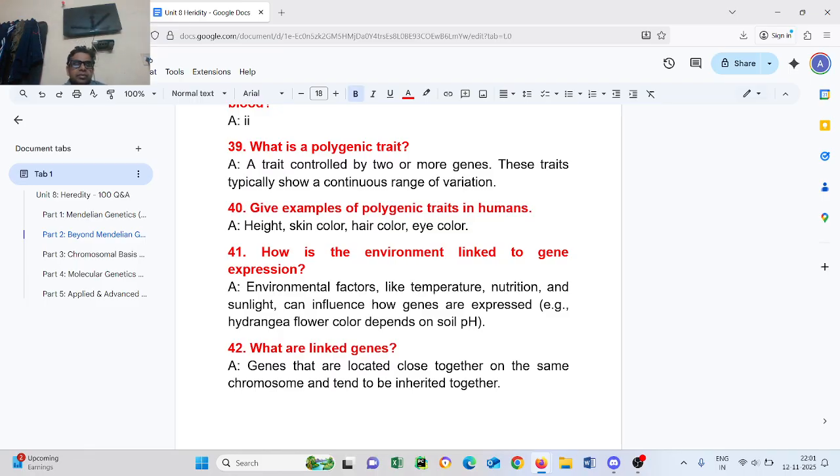Question number 42. How is the environment linked to gene expression? Environmental factors like temperature, nutrition, and sunlight can influence how genes are expressed. Example: hydrangea flower color depends on soil pH. What are linked genes? Genes that are located close together on the same chromosome and tend to be inherited together are called linked genes.